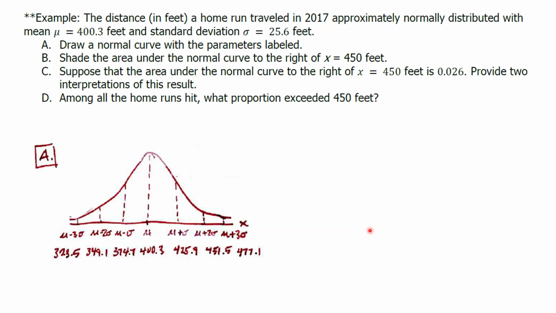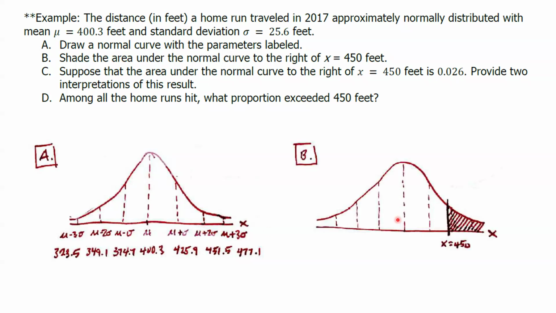B says to shade the area under the normal curve to the right of x equals 450 feet. Now I have my scale right here and I need to now locate where 450 feet will be. So at 2 standard deviations to the right of the mean, I have 451.5. So 450 is going to be a little bit to the left of this check mark. So when I draw this normal curve, I'm going to label x equals 450 to the right.